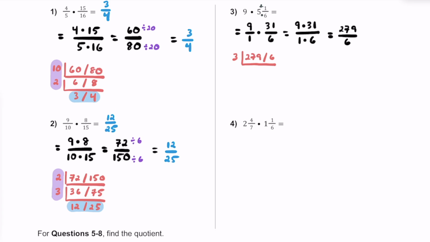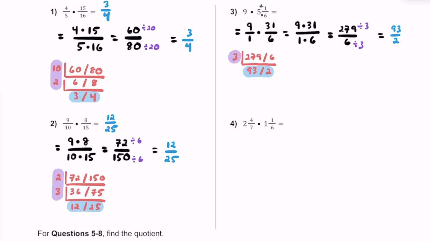Go ahead and feel free to pause to do the division. 279 divided by 3, that's going to be 93. And then 6 divided by 3 is going to be 2. Now 2 is a prime number and it's even. 93 can divide by 3 and 31 and 1 and 93, but none of those are in common with the 2 there. So our greatest common factor between 279 and 6 is just this 3 here. Right, so we're going to go ahead and divide the numerator and the denominator both by 3. Then we're going to be left with these numbers over here, and that's going to be 93 over 2.